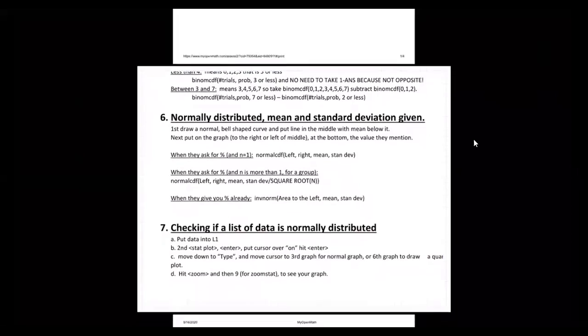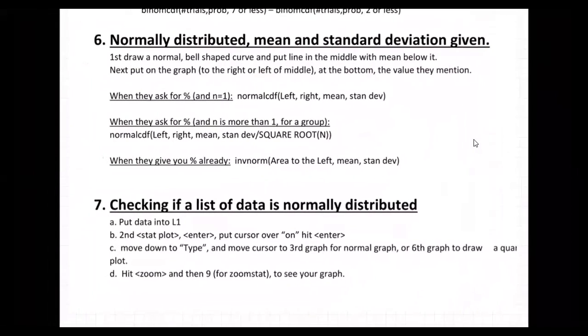Okay, and make it a little bigger for us. There it is. Okay, so there's the notes. Normally distributed. So if you look at the exam 2 notes, it's got it there for you. Normally distributed, mean and standard deviation given. Yeah, that's exactly us, right? We're talking about normally distributed, and they've given us a mean and a standard deviation.